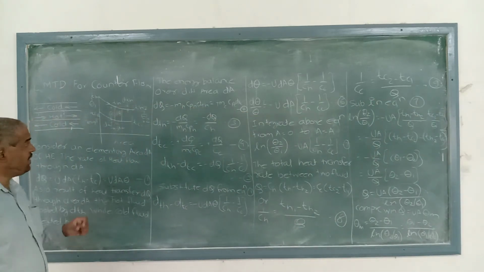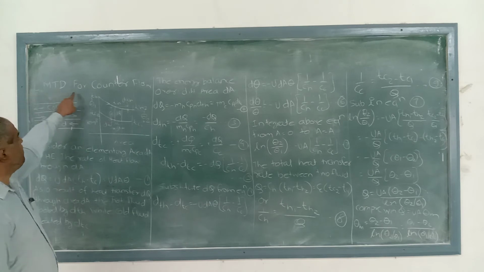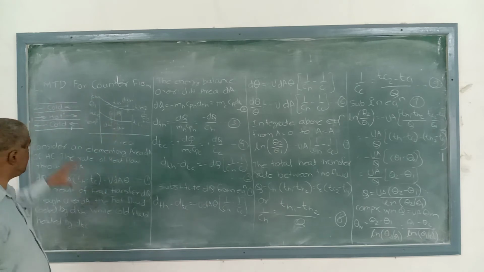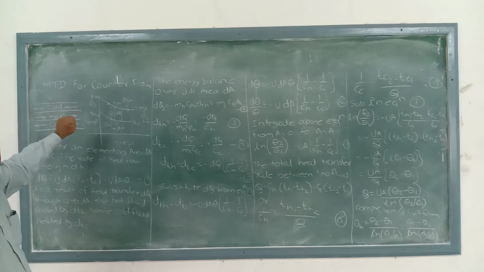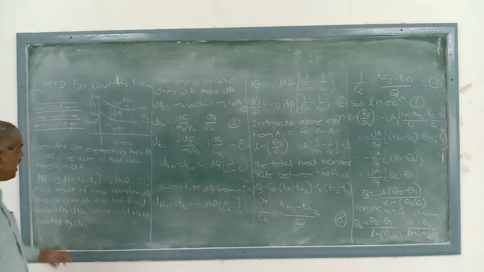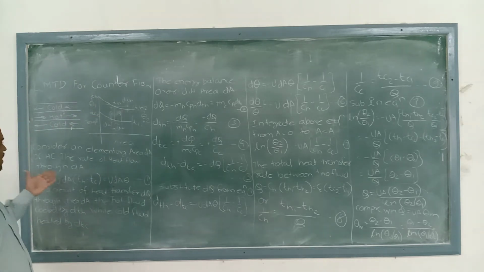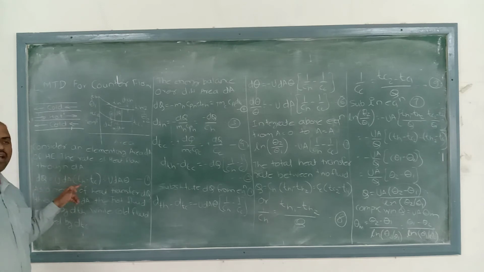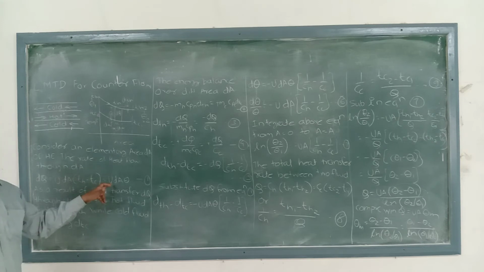Once again I am repeating. So LMTD for the counter flow heat exchanger, we are considering the counter flow here. We have plotted the temperature distribution in the area. Then we have written the rate of heat flow through area dA. So for this rate of heat flow, we have written dQ is equal to U into dA into (Th minus Tc), which is equal to U into dA into theta. We are calling it equation number 1.